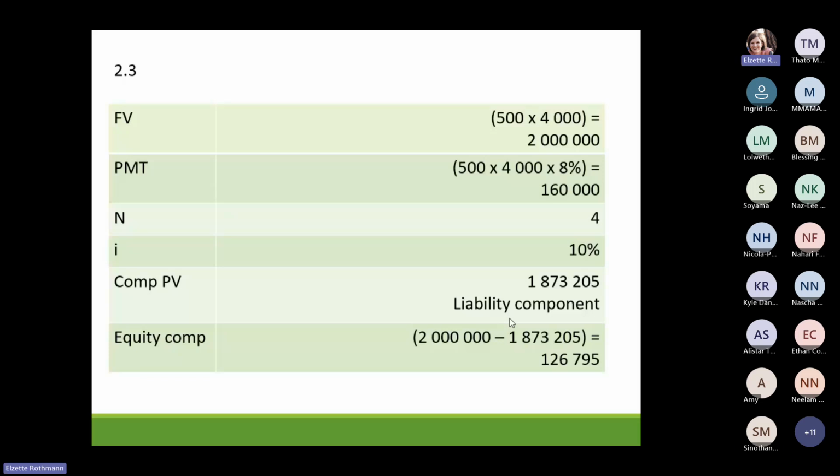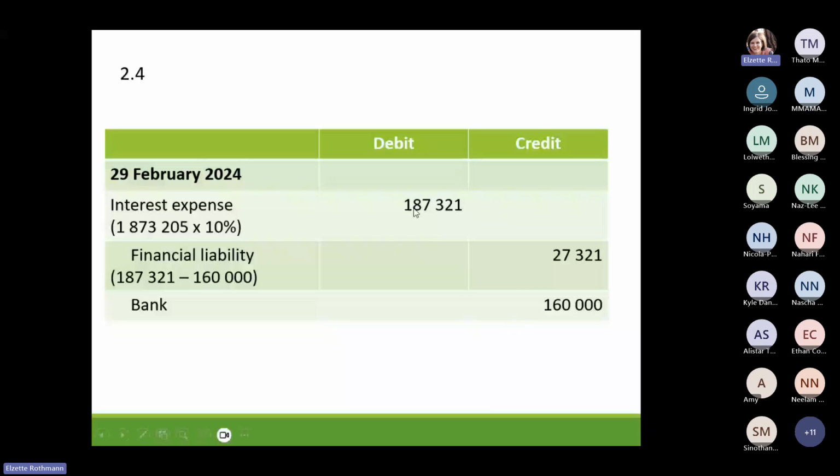and you get your present value, the 1,873,205, and you press the AMRT button, you will actually also get your interest amount. So if you go up and down with the arrows, you're going to get the interest amount. Okay, let's go to that journal. So your interest will be 187,321.